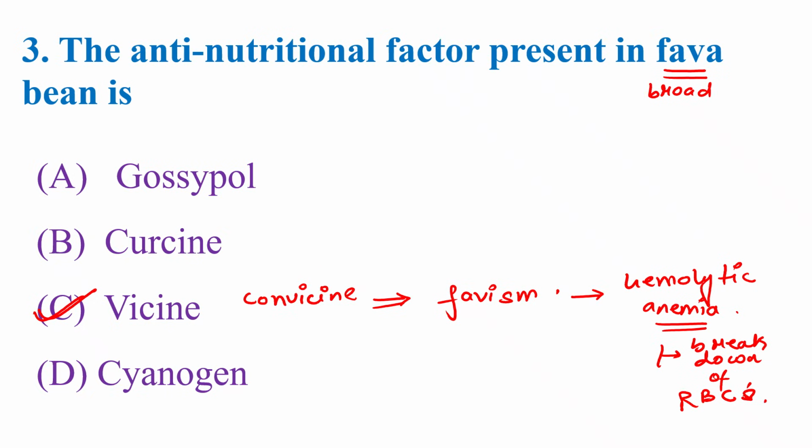Whereas this gossypol, it is an anti-nutritional compound which is basically found in the cotton seeds. Curcin, so curcin basically it is found in Jatropha curcas. And cyanogens, basically this is found in cassavas or any cyanogenic plants.